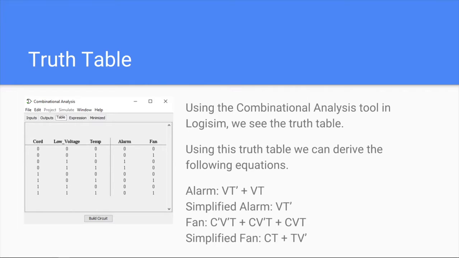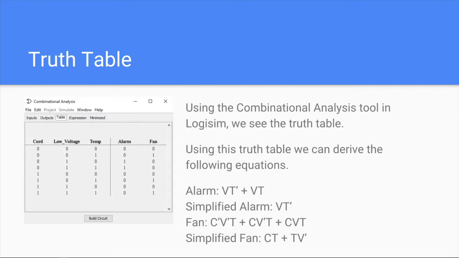Again, using the simplification theorem for the fan, C' V' T or C V' T or C V T, we can reduce it down to CT or TV'. Using the combinational analysis tool in Logisim, we can find that our derived truth table matches the truth table that was presented to us, thus validating our design is accurate to the specification.